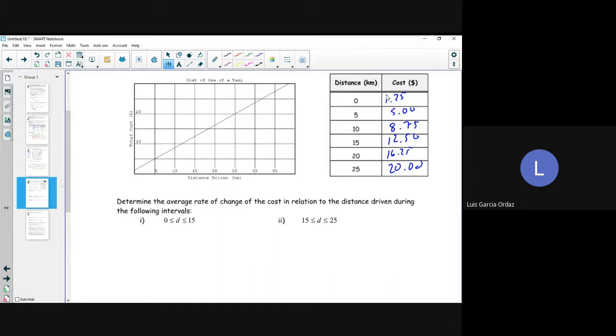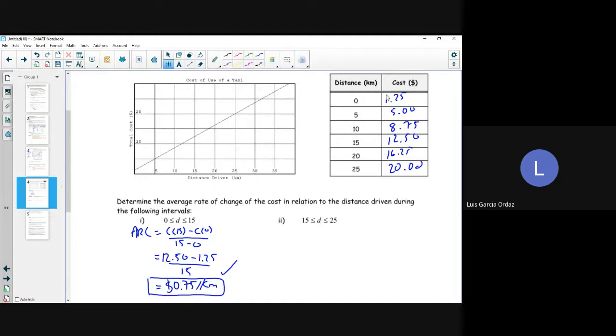So for the first interval, we want to find the rate of change for d greater than or equal to 0, but less than or equal to 15. So the average rate of change, ARC, is equal to C(15) minus C(0) divided by 15 minus 0. That gives us 1250 minus 125 divided by 15, which gives us 75 cents per kilometer, which makes sense because that is the rate of change given to us in the equation.